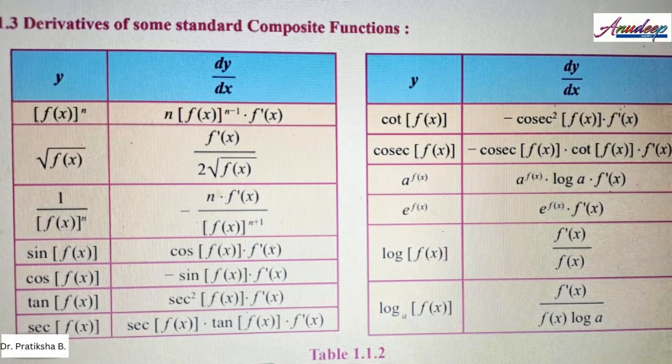Now the table on the screen gives you the direct formulas for the composite function, where the rule is explained in the earlier slide. If you have sine of f of x, first the derivative of sine x is cos x, so it becomes cos of f of x, and one more additional step for the composite function is you multiply the answer by the derivative of f of x. This rule will always be applicable when you are solving problems on composite functions.